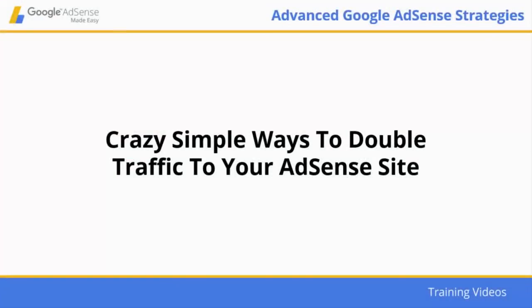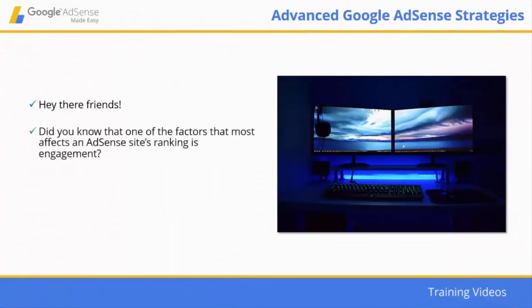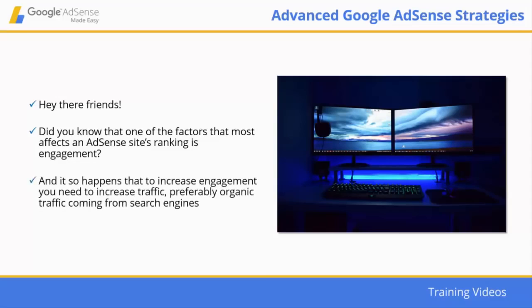Crazy simple ways to double traffic to your AdSense site. Hey there, friends! Did you know that one of the factors that most affects an AdSense site's ranking is engagement? You heard that right. Your site will be as visible and as valuable as the amount of time that visitors spend inside it checking your content and clicking on your ads. And so what happens is that to increase engagement, you need to increase traffic, preferably organic traffic coming from search engines.